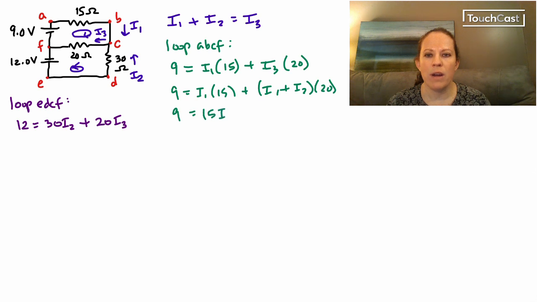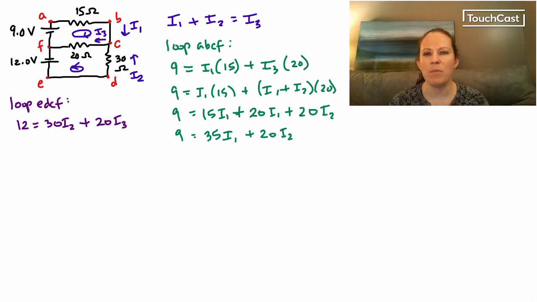I'm going to go ahead and rearrange and put the 15 in front of the I1 just for consistency. So when I distribute the 20 to the I1 and the I2 that are in the parentheses, I get 20 I1 plus 20 I2. So 9 equals a total of 35 I1 plus 20 I2. So now I've eliminated one of my unknown variables with that substitution of I1 plus I2 for I3, and now I have an equation that's just in terms of I1 and I2.